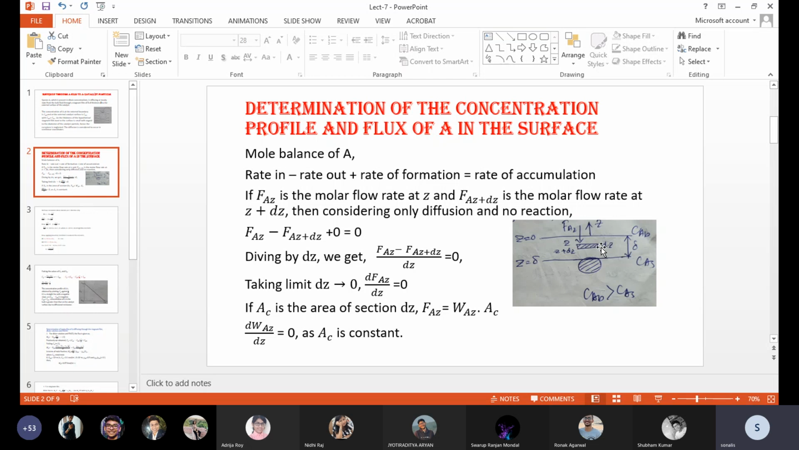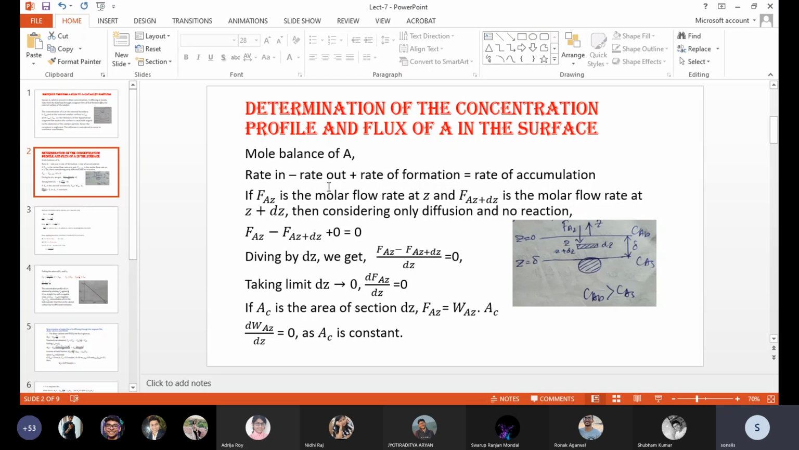Now, within this rectangle, where some A has already entered, we have taken another thin section here, whose thickness is dz. At the starting of this small thickness it is z, and as this thickness is dz, it is z plus dz. This is the small thickness. So we will do the mole balance of A against this small section.